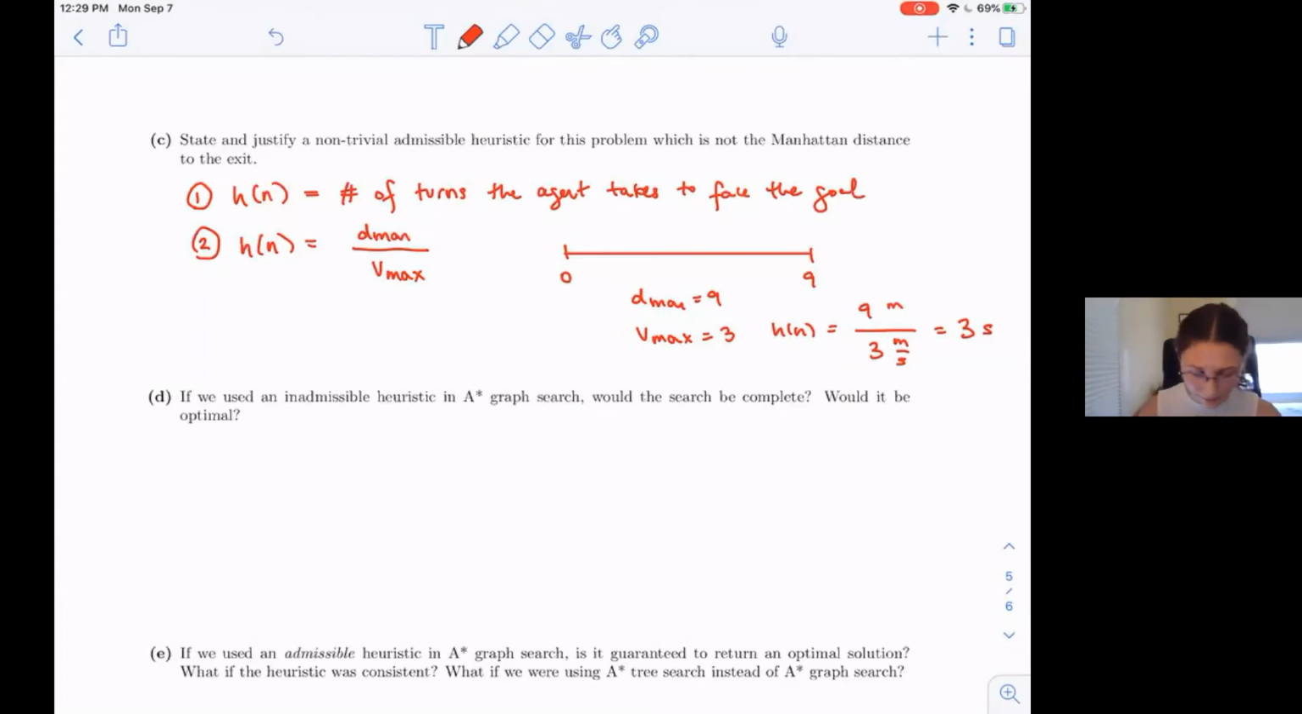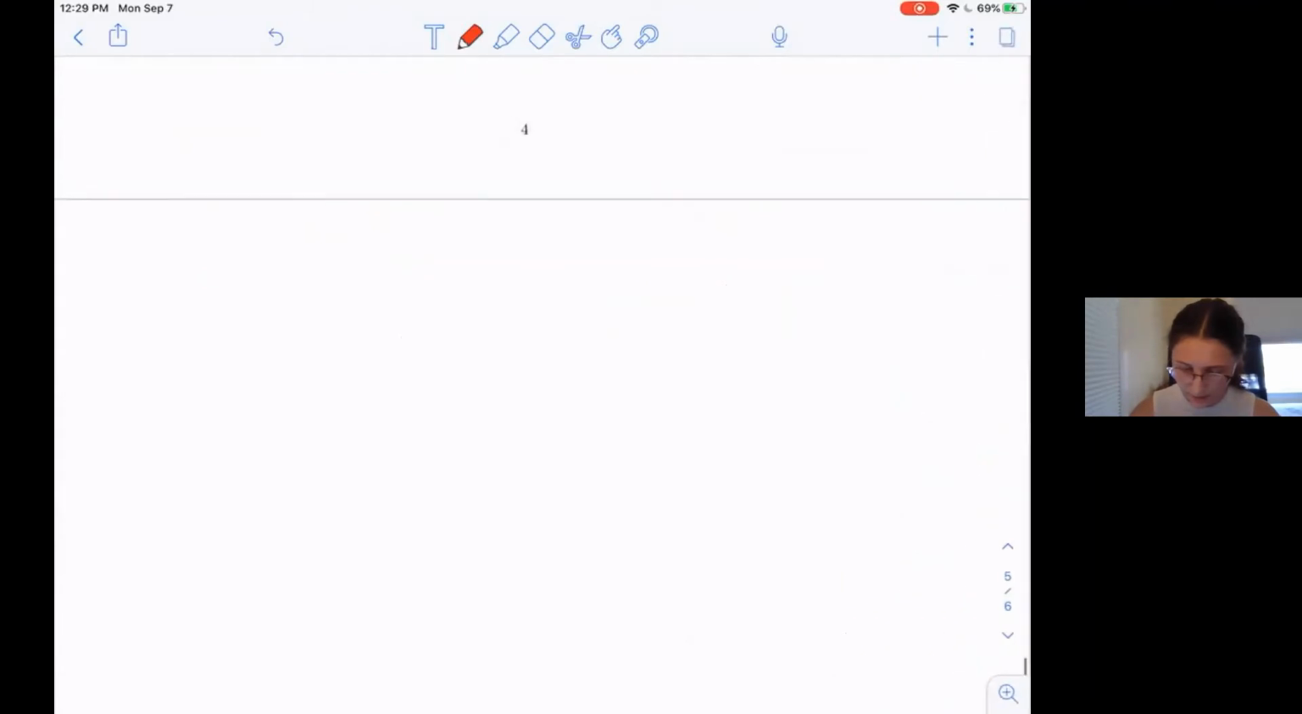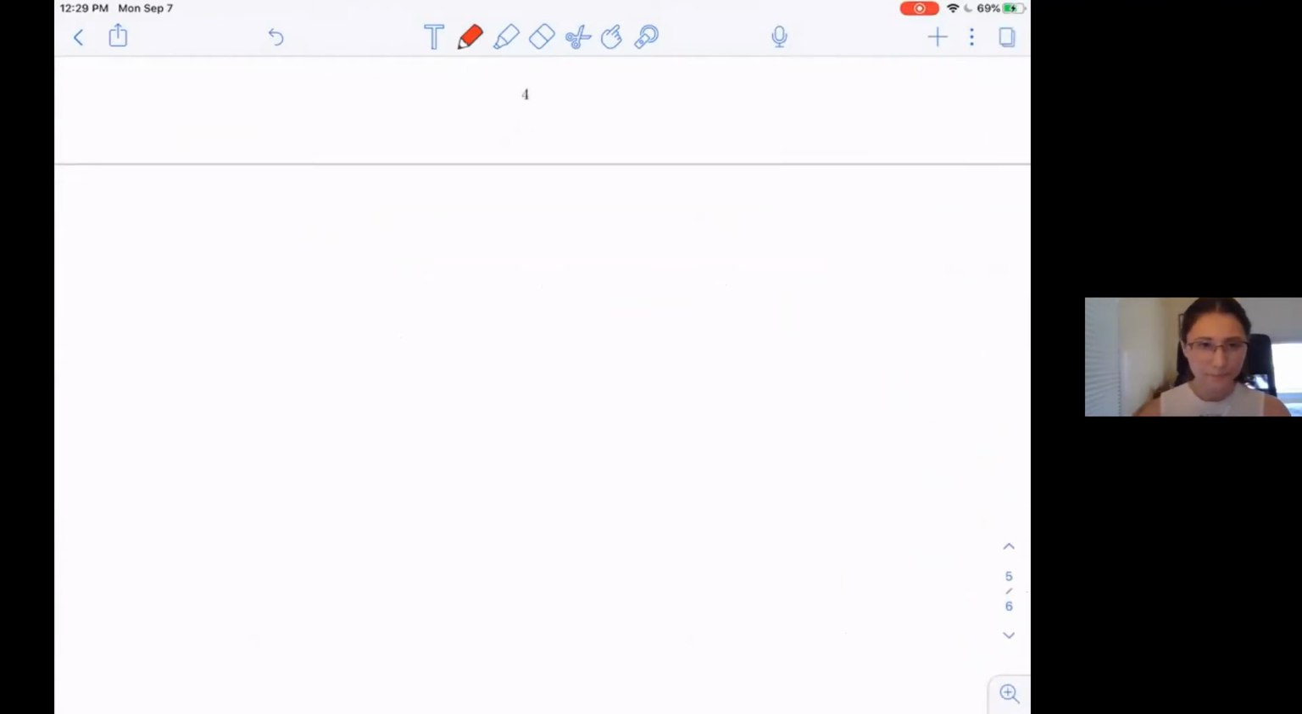Can we do even better? Well, let's think about maybe the most complex admissible heuristic that could work for this problem. And for that, I'm going to go to a new sheet of paper here for us to write some more details on. All right, so option number 3. Can we improve upon this heuristic that says d_Manhattan over v_max?